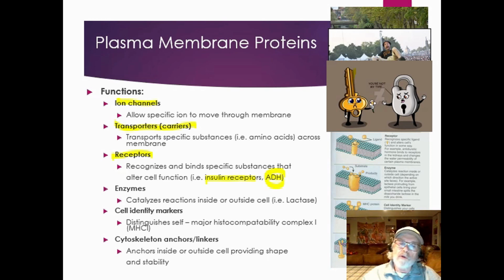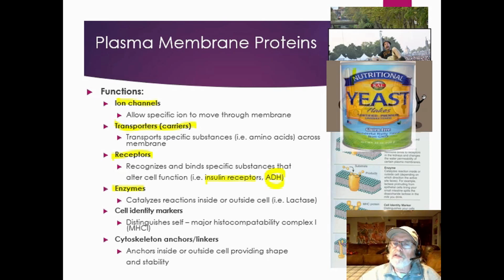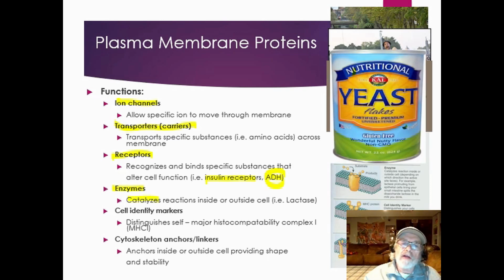A fourth type of protein we get are called enzymes, and frequently these are either on the inside portion of the cell membrane or on the outside. What we talked about is that these enzymes actually catalyze reactions, either inside or outside the cell.